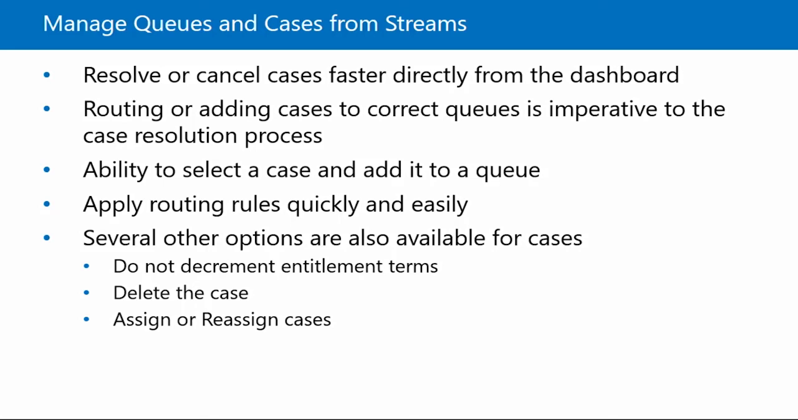Another key part of resolving cases includes queues. Routing cases or adding cases to the correct queue is imperative to the case resolution process so that the right people can get the right cases. This is why you're able to select a case directly from the dashboard and add it to a specific queue. Along with that, you can also select one or multiple cases and apply a routing rule quickly and easily while still viewing your dashboard.